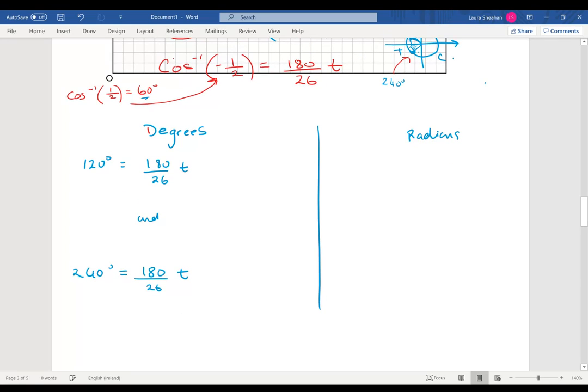If you're working with degrees, you have to have the 180 on top. You absolutely can't have pi, and you can't really use your calculator with pi on top either unless you change the mode to radians, which I don't recommend doing.